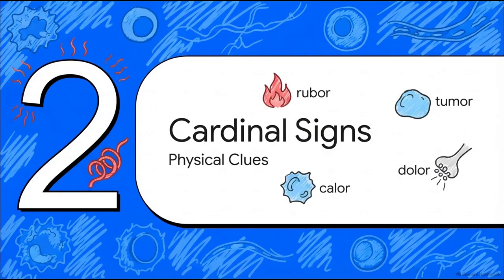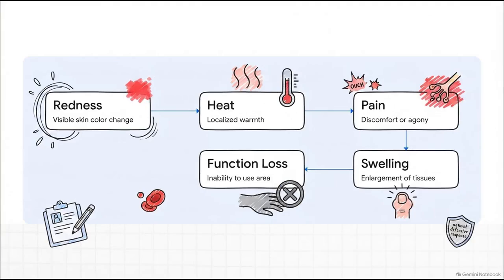Section 2. The cardinal signs of inflammation. Let's see how that cellular alarm builds into physical, visible clues. As CDI specialists, you're essentially hunting for these 5 classic localized signs in the physical exam notes to validate an inflammatory response. We're talking redness, heat, pain, swelling, and loss of function.